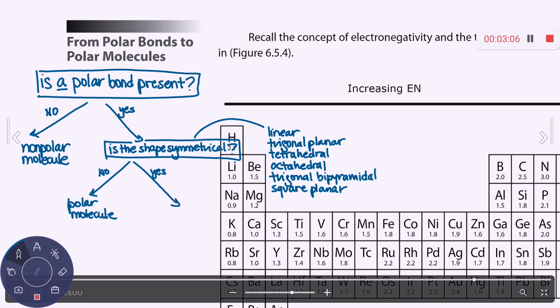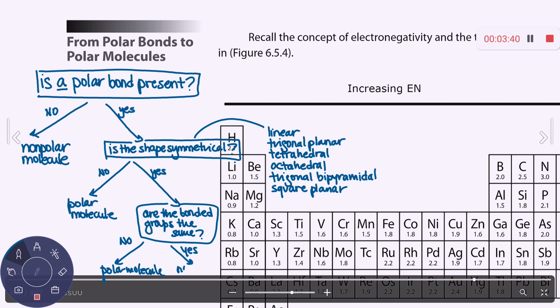If the answer here is yes, it's a symmetrical shape, then you have one last question to ask. Are the bonded groups the same? Are the bonded atoms the same? Okay. If the answer here is no, then it's a polar molecule. And if the answer here is yes, then it's a non-polar molecule. Okay, and I'm going to explain this as we go through a few different types of molecules, so it makes sense to you, okay?